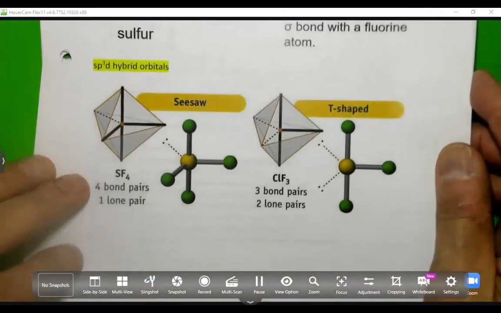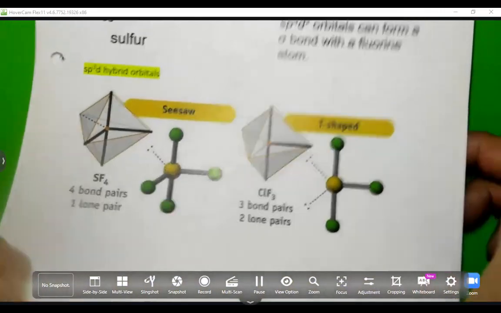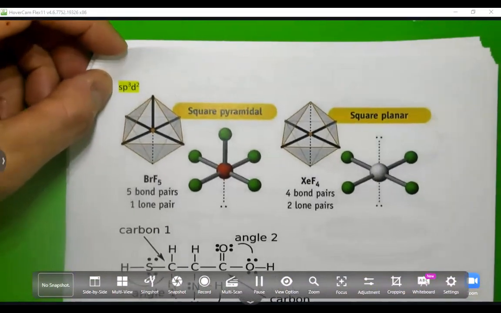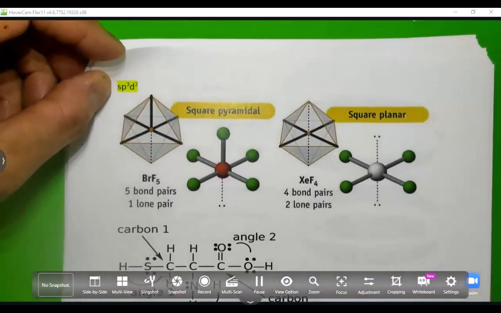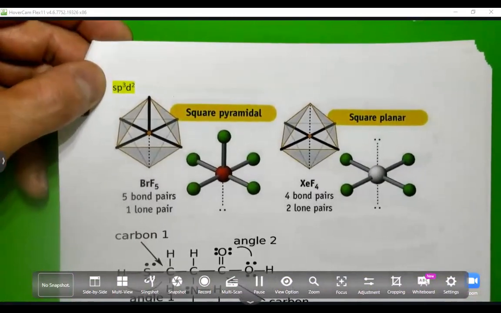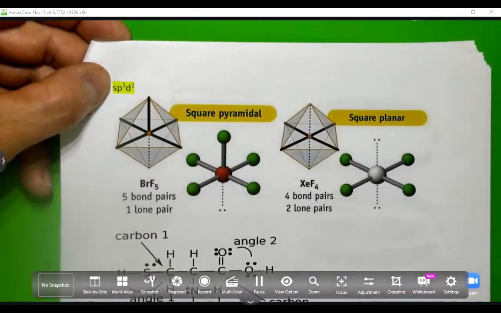And here's the shapes we get for those hybridizations. Here's sp3d2 hybridization. This would be 6, right? 6 equivalent orbitals total.